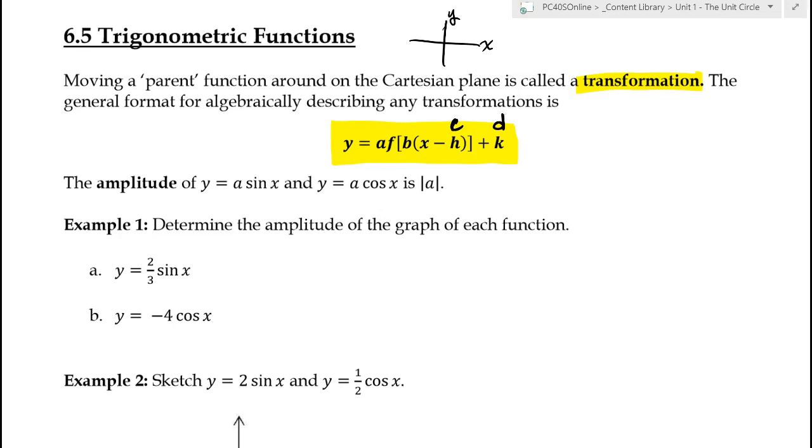So the amplitude, as we saw, gets multiplied out in front. We think of it as the absolute value, so always positive. Looking at these examples, my amplitude here is 2/3. It's totally allowed to be a fraction. That is fine. And the amplitude for my second one here, even though there is a negative there, I would still say the amplitude is 4.